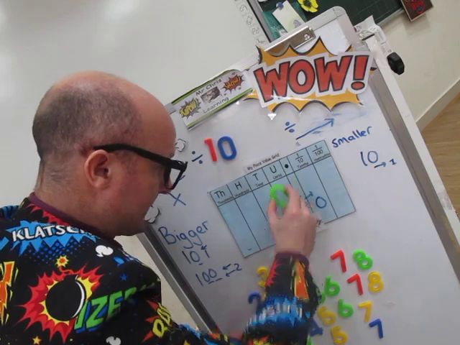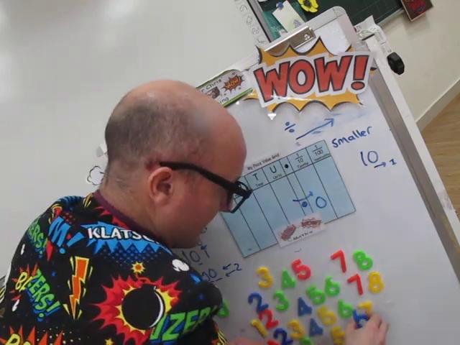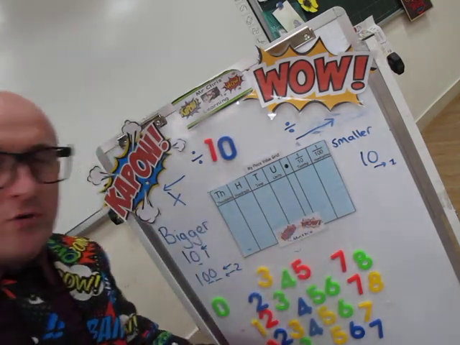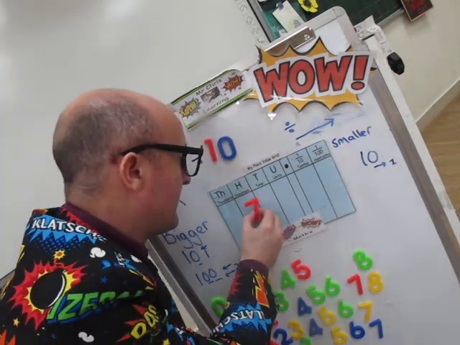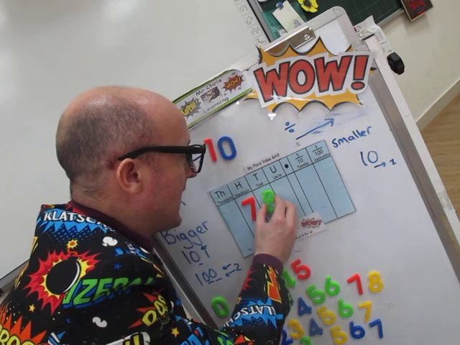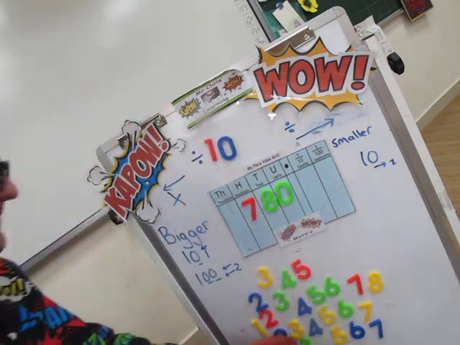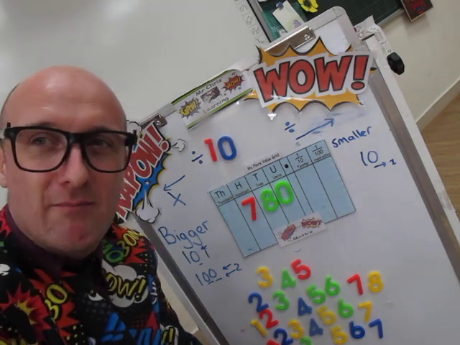Let's do a few others. Okay, let's do a few more. Let's do some bigger numbers. So if we have 780 divided by 10. Go.